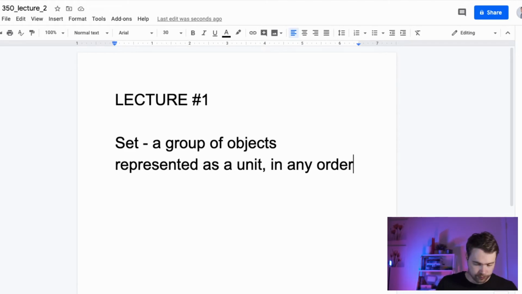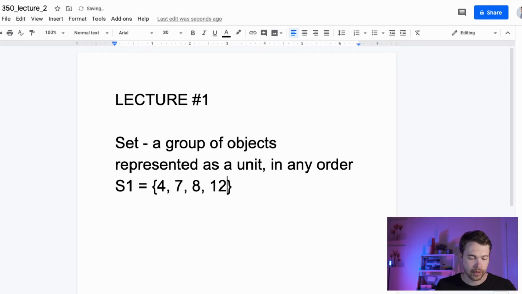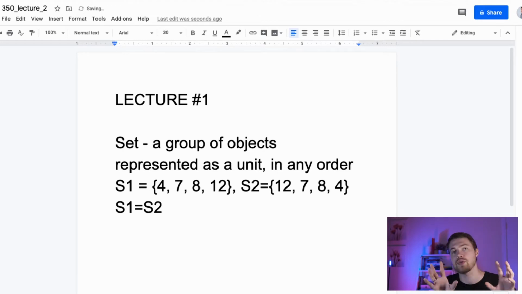As an example, we usually denote sets using the capital S letter. So we'd say, for example, S1, and then using curly braces we explain what the set contains. For example, S1 equals {4, 7, 8, 12}. Okay, so in this case, set number 1, S1, contains 4 numbers, right? 4, 7, 8, 12. And S2 being, I don't know, {12, 7, 8, 4}, and then we can conclude that S1 is equal to S2, which means S1 and S2 are exactly the same thing.